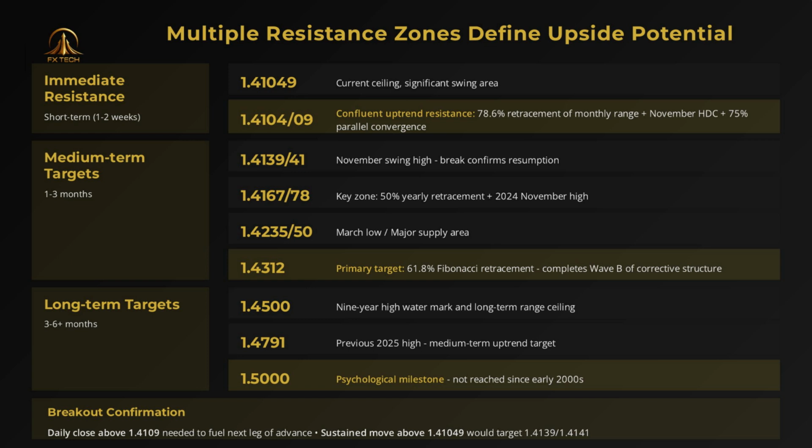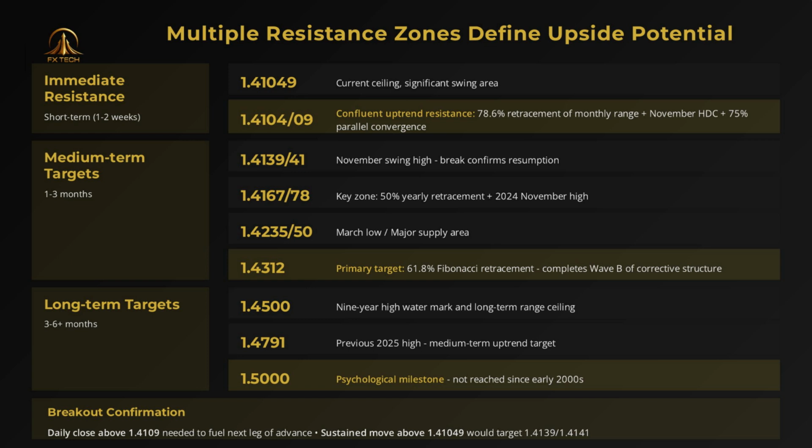The path higher faces several well-defined resistance zones. Immediate resistance sits at 1.41049, the current ceiling that has capped recent advances. Just above, the confluent zone of 1.4104 to 1.4109 represents a critical breakout level, combining the 78.6% retracement of the monthly range, November's high day close, and a 75% parallel convergence. A daily close above 1.4109 would confirm the breakout and target the next resistance cluster.